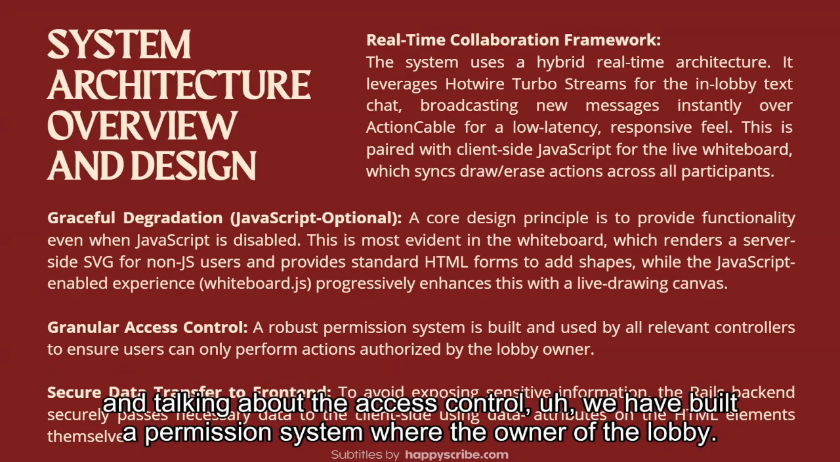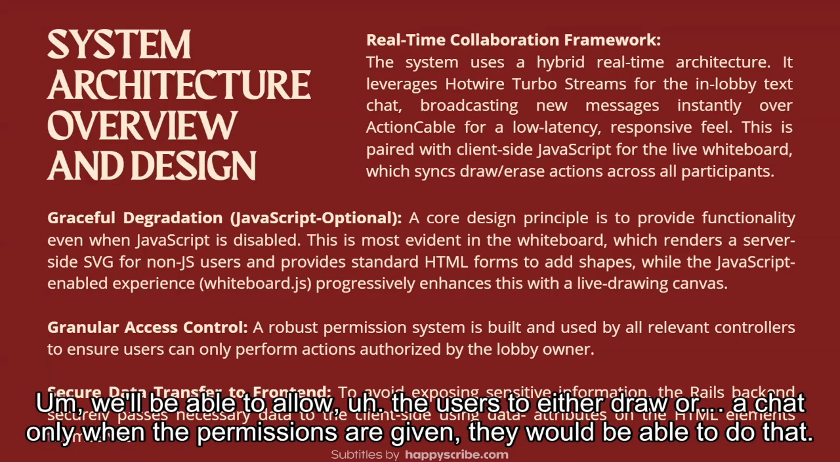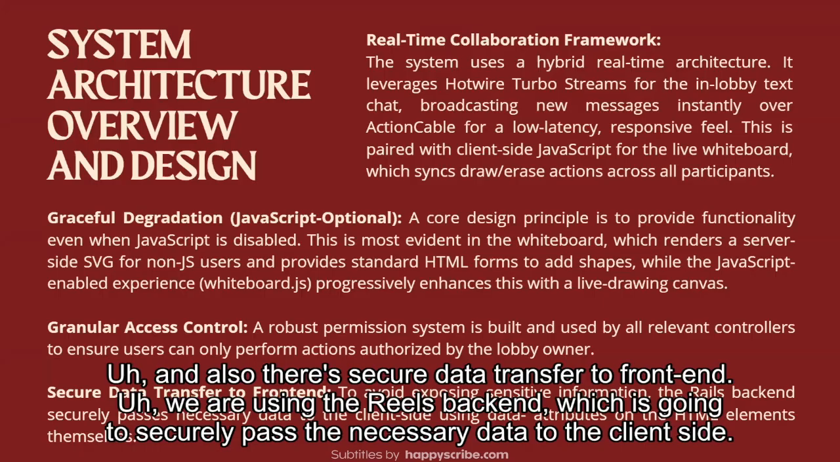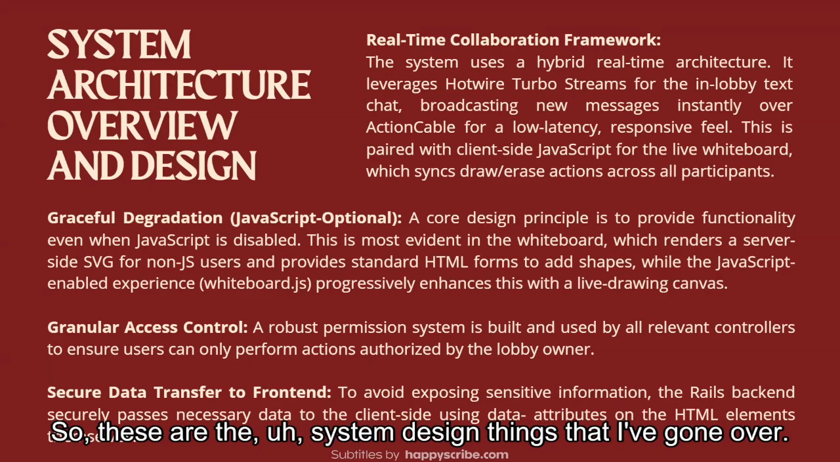And talking about access control, we have built a permission system where the owner of the lobby will be able to allow the users to either draw or chat. Only when the permissions are given will they be able to do that. And also there's secure data transfer to the front end. We are using the Rails backend, which is going to securely pass the necessary data to the client side. So these are the system design things that I've gone over.